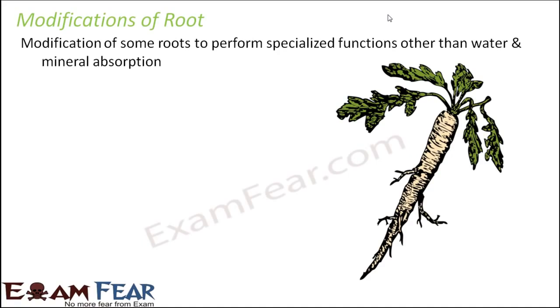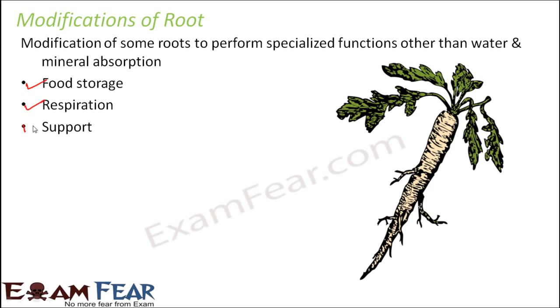Absorption of water and mineral is considered to be one of the very basic functions of a root. So some of these other functions are food storage, respiration, support. Now support doesn't mean anchorage or fixing the plant to the soil. That is again a basic function of the root. It is some other kind of support which we are talking about, providing some mechanical support to the entire plant. We will see that when we talk about each of them in detail. So these are some of the other functions which roots perform. Now we will see how they modify themselves to cater to these functions.